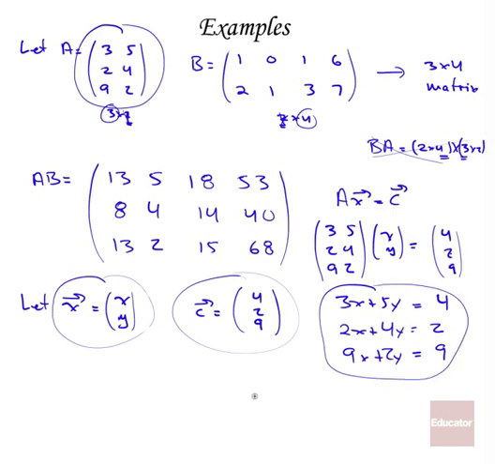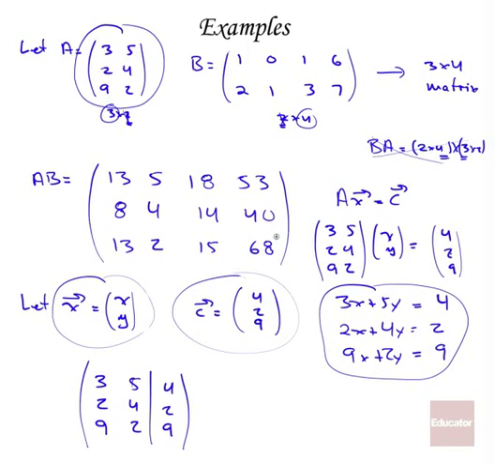Now we want to convert that to an augmented matrix. Well, we take the coefficients 3, 5, 4 for the first row, 2, 4, 2, 9, 2, 9. That's our coefficient matrix, right? And we augment it with our solution matrix, 4, 2, 9. That's all we've done.